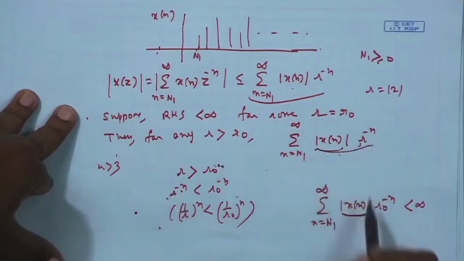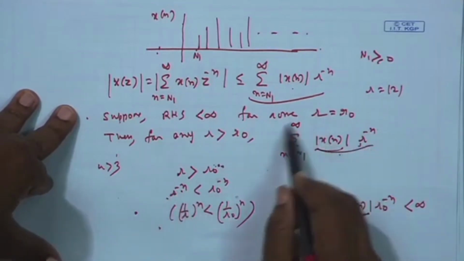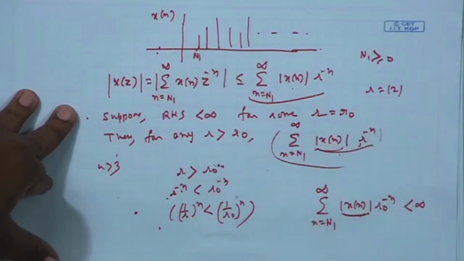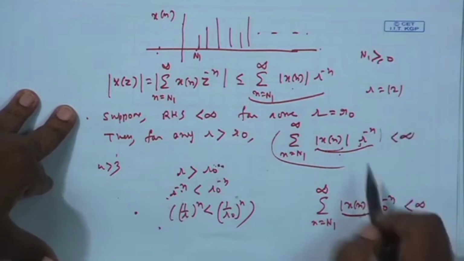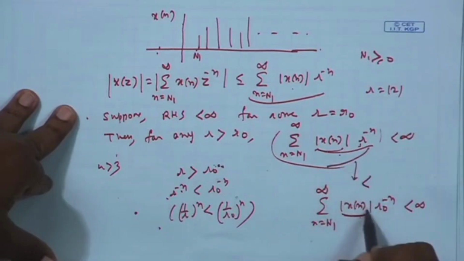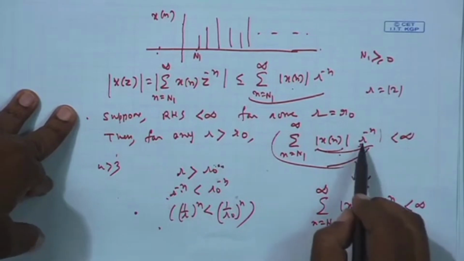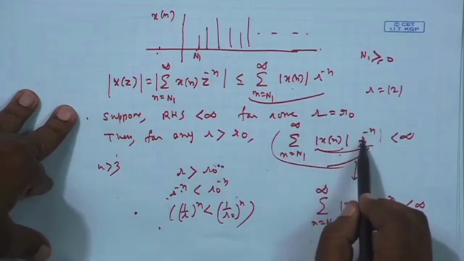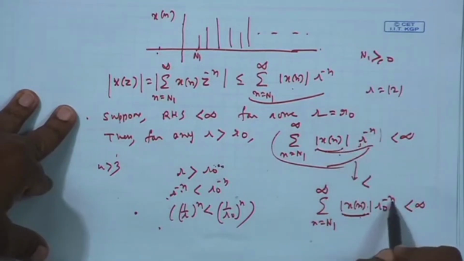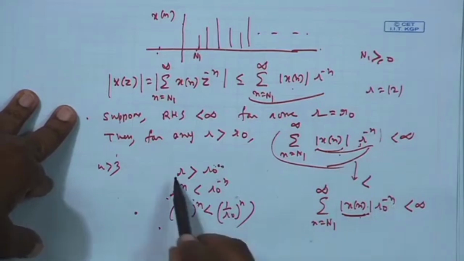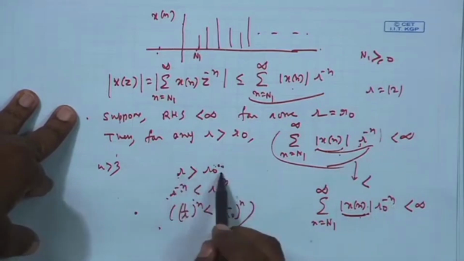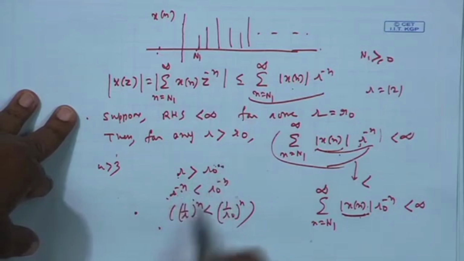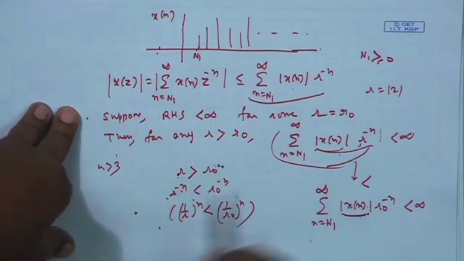So, in the previous summation, this is mod x n multiplied by one positive number r 0 to the power minus n. Here again the same positive number mod x n is multiplied by a smaller positive number r to the power minus n. So, obviously, this is lesser than this. So, this whole sum is less than this summation. So, if this summation is finite, this is also finite. This summation is less than this summation, because for mod x n common, r to the power minus n is a positive number less than r 0 to the power minus n, as you have seen here, because I am taking r greater than r naught. So, this will be finite.